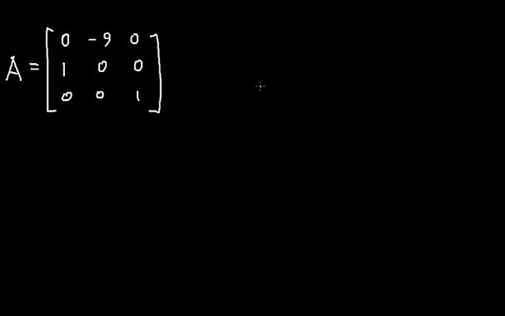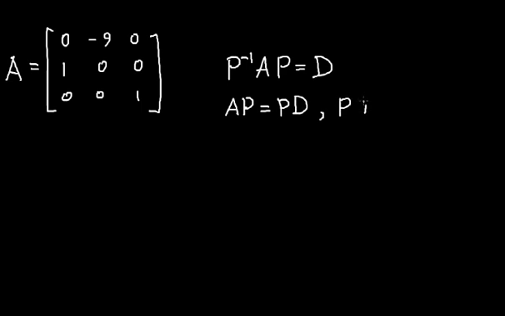As we said, we want to decide whether this matrix is diagonalizable or not, and if it is, we want to find the diagonalization. What does this mean? A matrix is diagonalizable if there is an invertible matrix P such that P inverse times A times P equals some diagonal matrix D. From the theory of diagonalization, this is equivalent to having AP equals PD, which we get by just multiplying both sides by P, together with P being an invertible matrix.